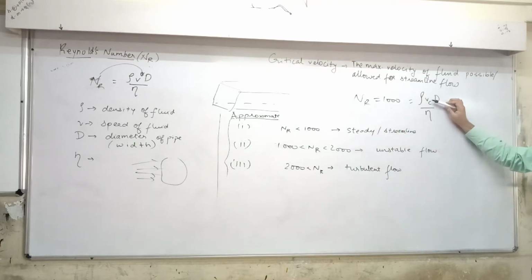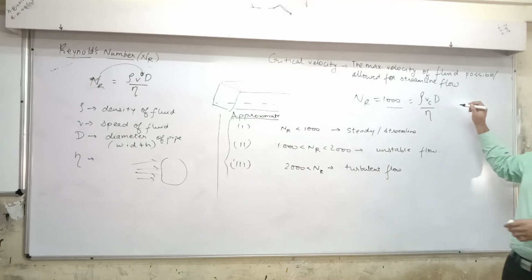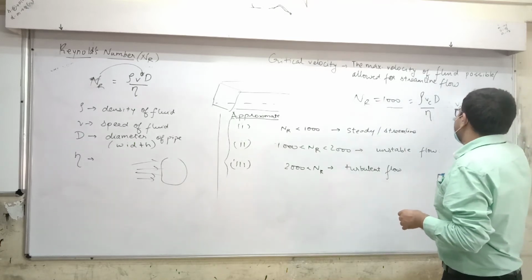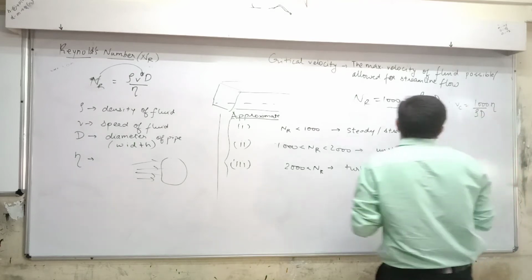You see, I'm not writing v, I'm writing vc. vc, that is critical velocity. When the Reynolds number becomes 1000, that's it. That's the limit. Now you can't increase the velocity more, otherwise the flow will not remain streamlined. Got it? So you can simplify this and you can finally write vc is equal to 1000 eta by rho d.